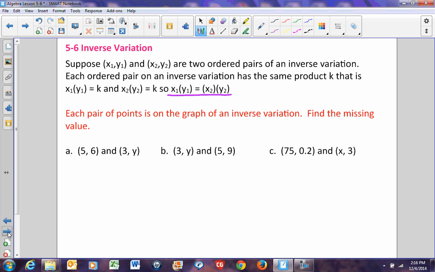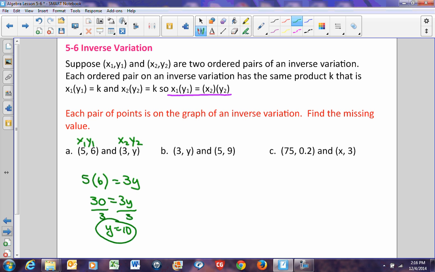And if it makes it easier for you, you can say that this is x1, this is y1, this is x2 and this is y2. So I can simply put in x1 times y1: 5 times 6 is supposed to equal 3 times y. 5 times 6 is 30, equals 3y. Divide by 3. So y has to equal 10, and that's my missing value. That's what I was supposed to find.